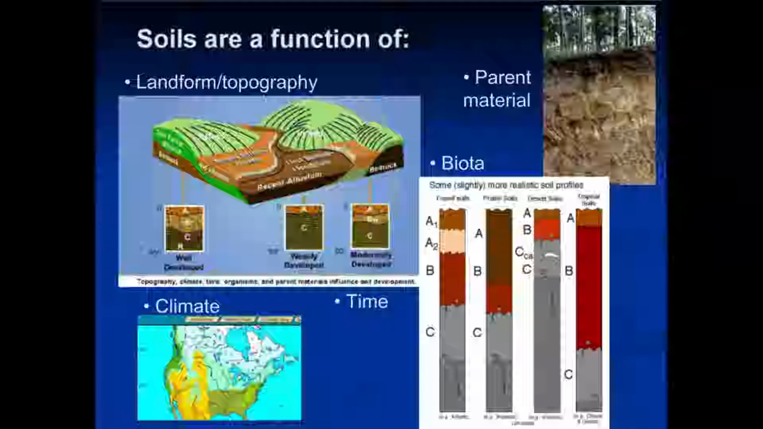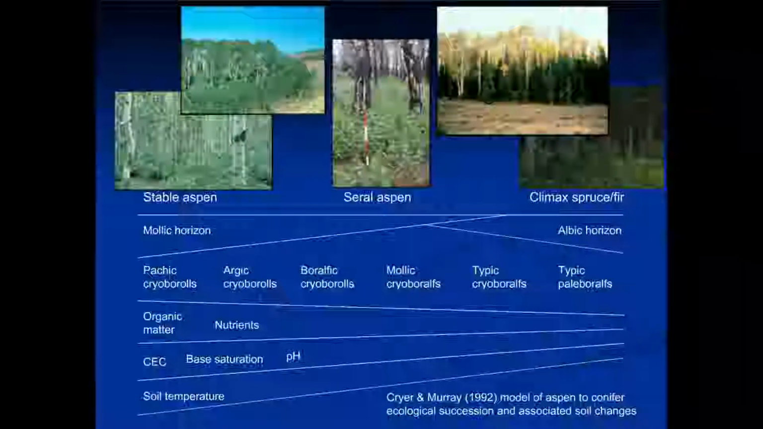So different soil properties can develop under different vegetation regimes. And a lot of what I'm going to talk about today is going to focus on this soil forming factor here, the biota, or more specifically, vegetation community types. A number of years ago, Cryer and Murray published a model of Aspen conifer ecological succession and associated soil changes that could occur with that. And under Aspen, you tend to have more molic horizons. Under climax spruce fir, the horizons tend to be more leached albic horizons.